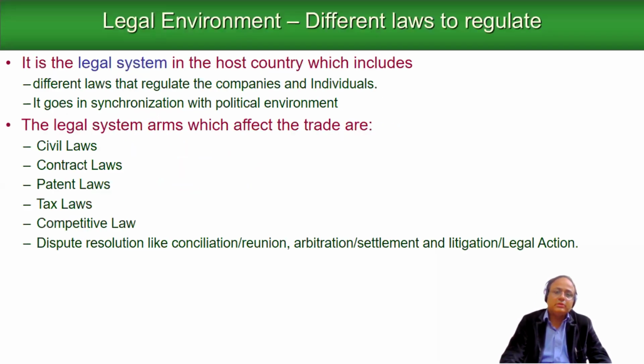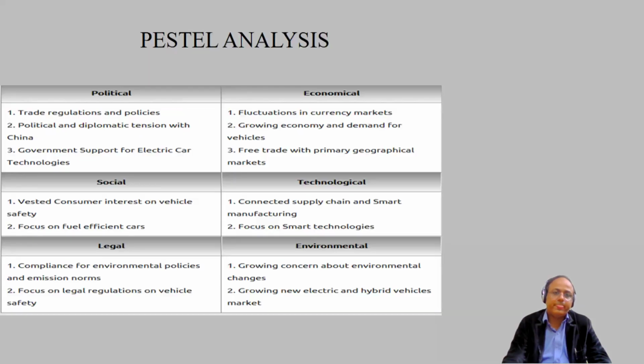Moving on, the legal system means the different laws that regulate companies and individuals, and it goes in synchronization with the political environment. So political and legal go hand in hand. The legal systems which affect trade include civil laws, contract laws, patent laws, tax laws, competitive laws, dispute resolution like conciliation, arbitration or settlement, and litigation or legal action that needs to be taken in case of any conflict that arises. So that's the designing of the PESTLE analysis.